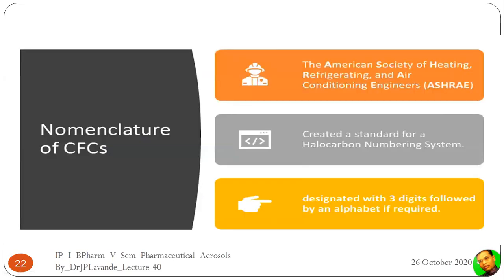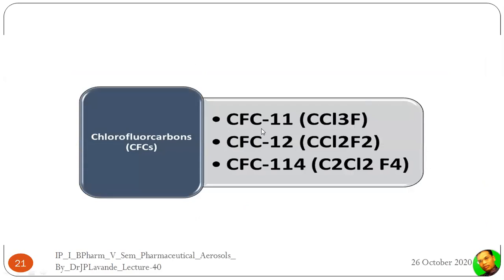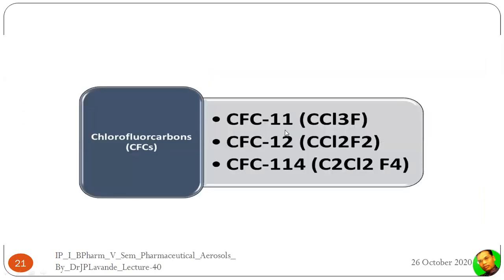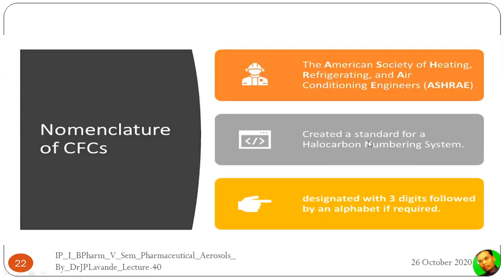Now they are nomenclatured using a numbering system, and this numbering system is in accordance with the nomenclature of the CFCs given by ASHRAE. So what is ASHRAE? ASHRAE is nothing but the American Society of Heating, Refrigerating and Air Conditioning Engineers. This society gave the nomenclatures to CFC-11, CFC-12 and CFC-114. They created a standard numbering system for halocarbons, and they designated it with 3 digits followed by an alphabet if required.